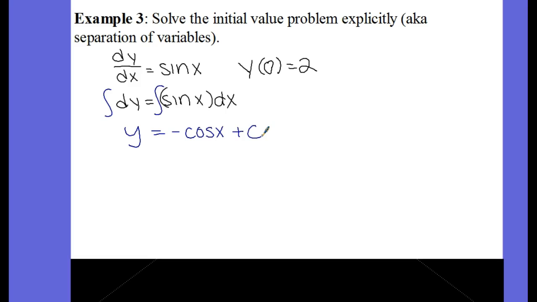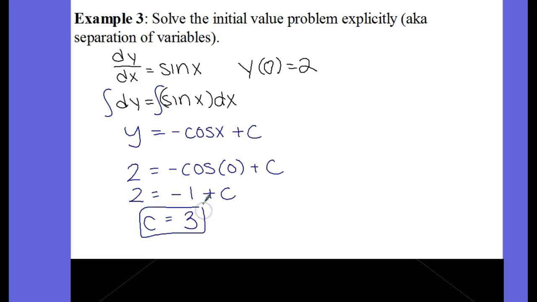Okay, so then we use our initial condition. The initial condition says y of 0 equals 2. So that's like saying 2 equals negative cosine 0 plus c. What is the cosine of 0? 1. So you get 2 equals negative 1 plus c. So add it over. So c must equal 3.